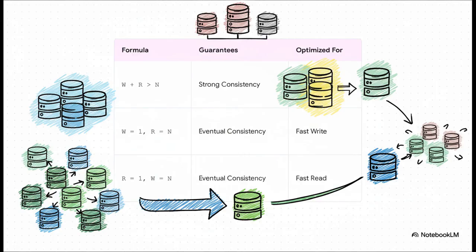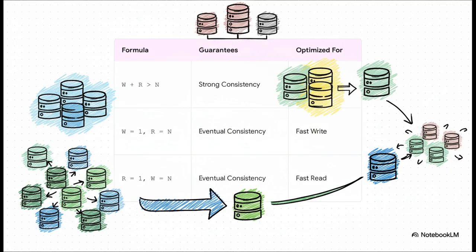If you set your numbers so that W plus R is greater than N, you guarantee strong consistency. Think about it. The math ensures that the group of servers you read from has to overlap with the group of servers you just wrote to. There will always be at least one server in both groups, which means you're guaranteed to see the latest data.